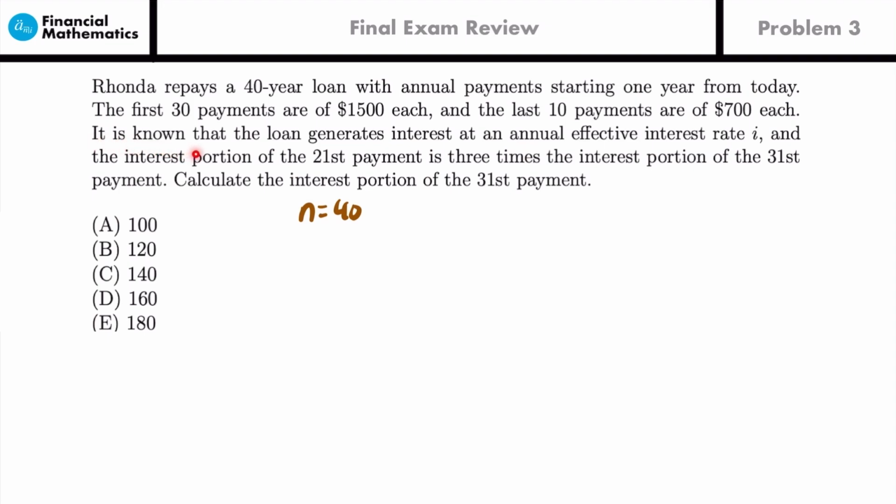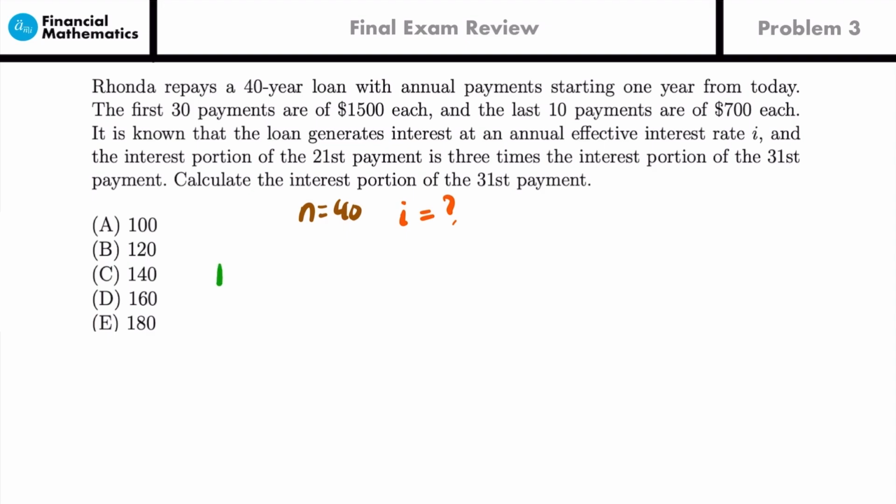But we also know that the loan generates interest at an annual effective interest rate I. We don't really know what that interest rate is, unfortunately, but we do know that it is represented by I. And then we're also told that the interest portion of the 21st payment is 3 times the interest portion of the 31st payment. So the way we can represent that as an equation is like this.